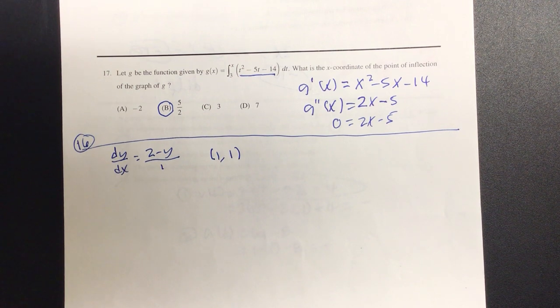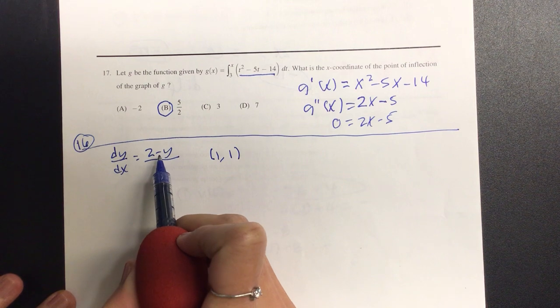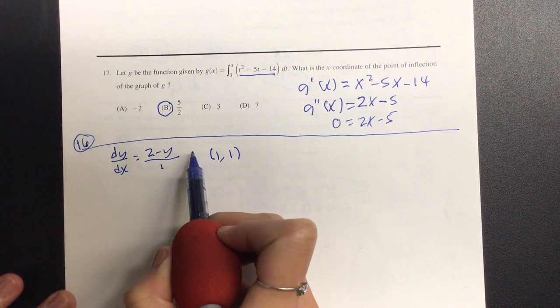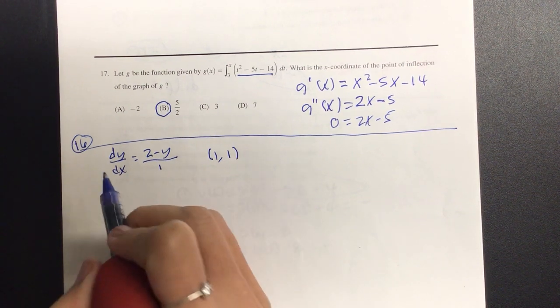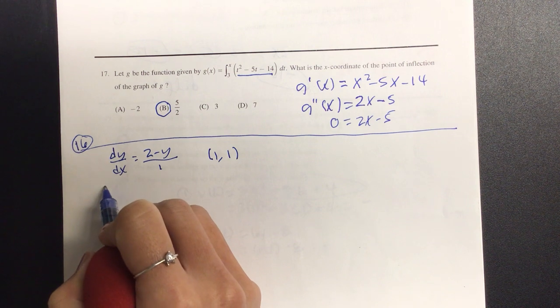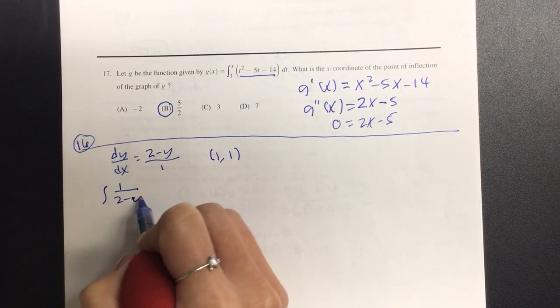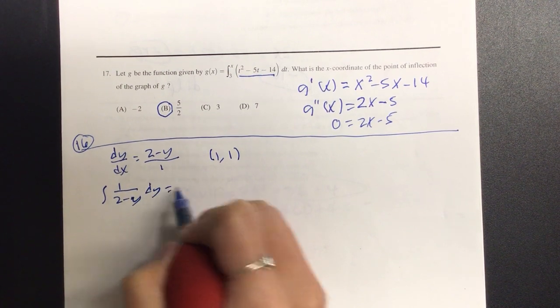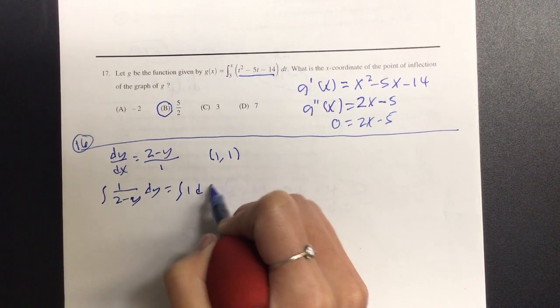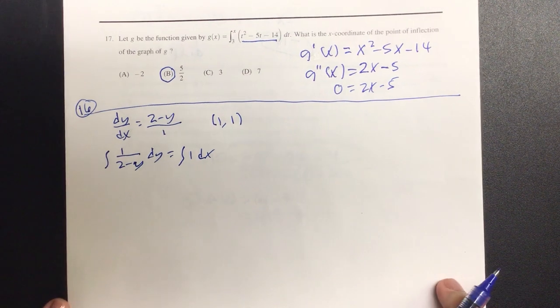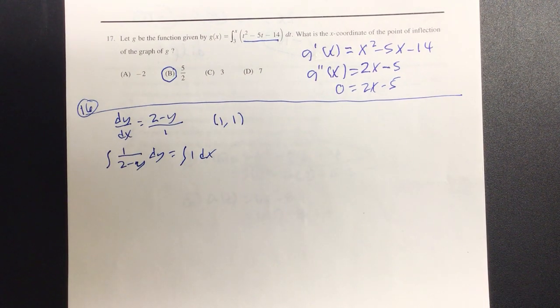So we have to go ahead and put the x's together and y's together. So y is over here. I'm going to put it together with this y and move the dx over. So when I do, I get integral 1 over 2 minus y dy is equal to integral of 1 dx. So I'm just positioning it so the x's and the y's are together. And I don't have any more x's, which is fine.